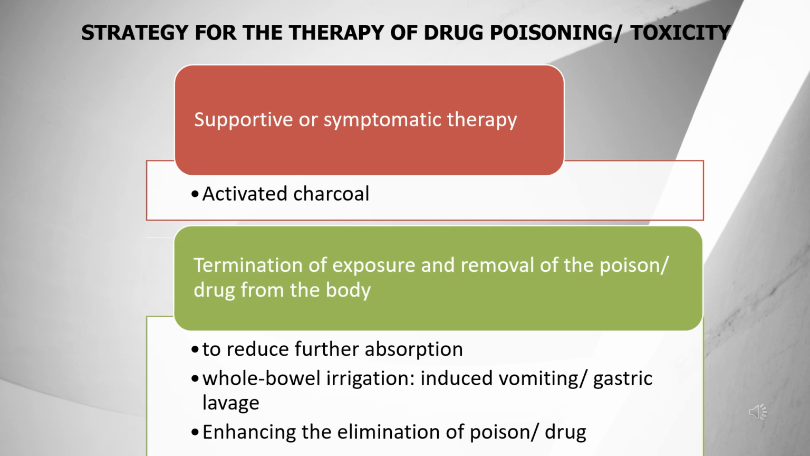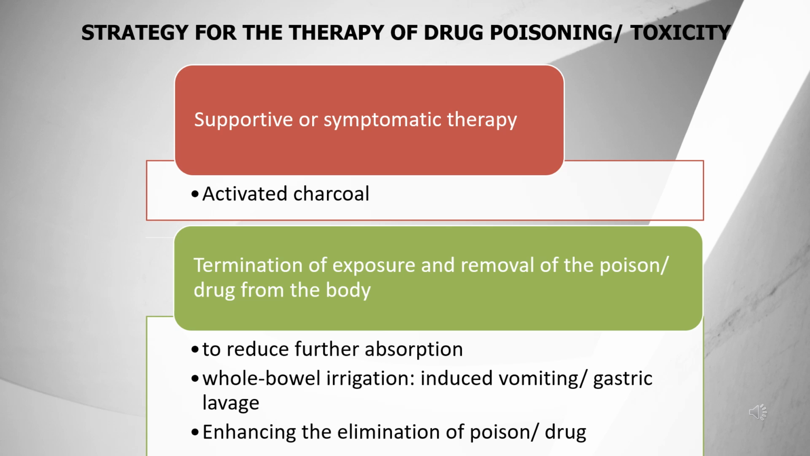These are the strategies for the therapy of drug poisoning or drug toxicity. The first one is supportive or symptomatic therapy. This includes the serial measurement and charting of vital signs and important reflexes to judge the progress of the intoxication, the response to therapy, and the need for additional treatment. The second strategy includes the termination of exposure and the removal of the poison or drug from the body. This is to reduce further absorption.